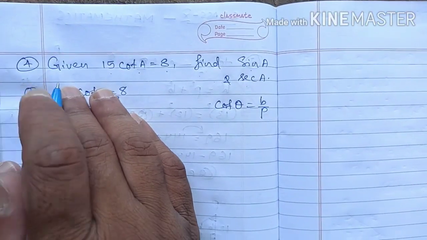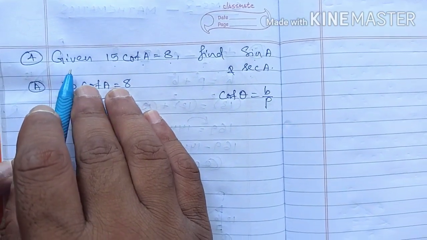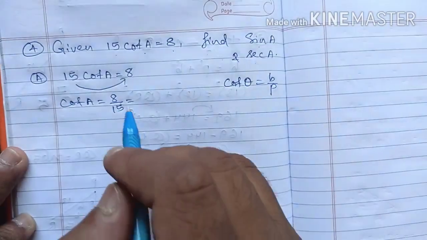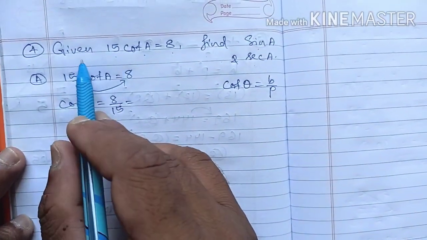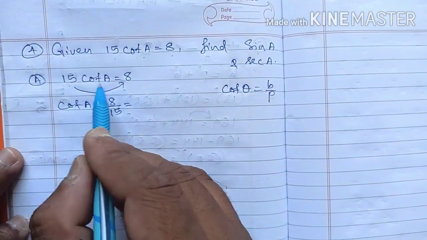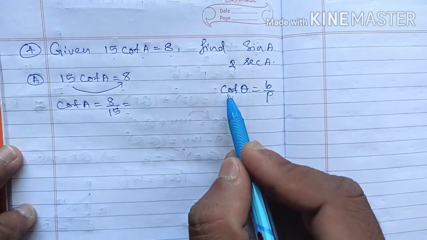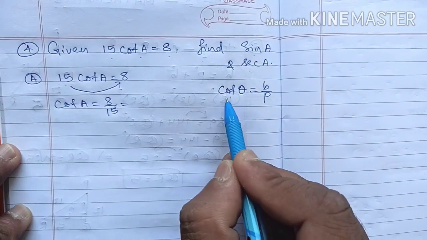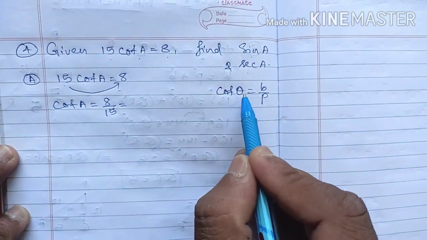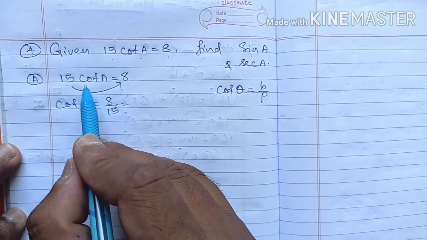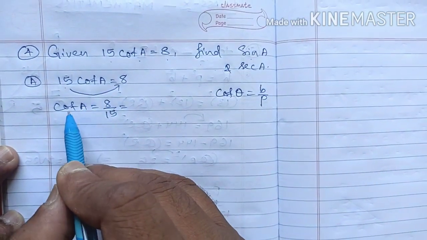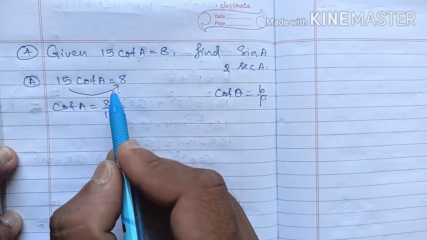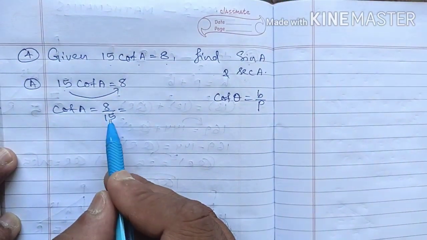Now question number 4. It is given in the question that 15 cot A equals 8, find sin A and sec A. First of all we will write what is given. So given is 15 cot A equals 8. In the formula I had given cot theta equals B by P. With cot theta there is no other variable or number, so here also we have to write cot A separately without any number. So I have brought 15 this side towards RHS. So it became cot A equals 8 by 15.